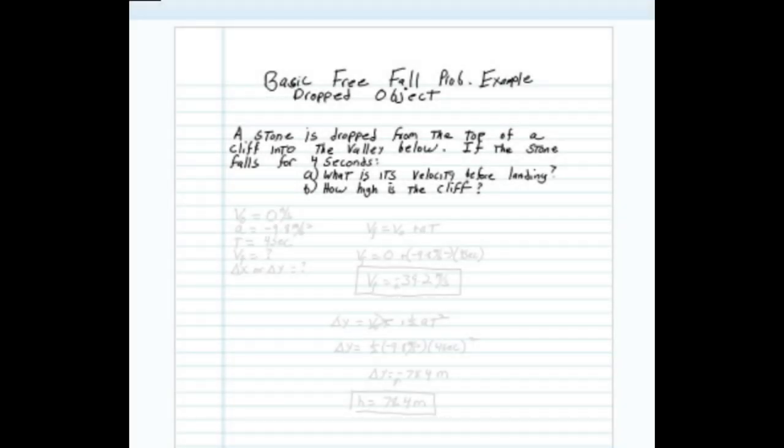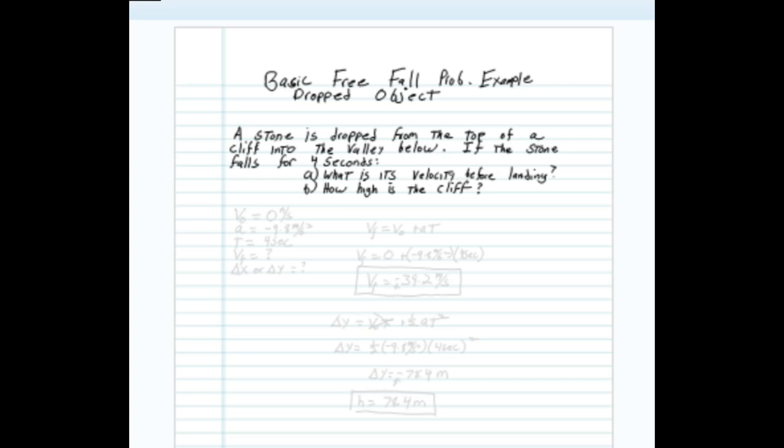So here in this example, we're looking at a free fall example problem of a dropped object. It says, a stone is dropped from the top of a cliff into the valley below. If the stone falls for 4 seconds, A, what is its velocity before landing? And B, how high is the cliff? All right, so this thing is being dropped and it's falling downwards for 4 seconds.